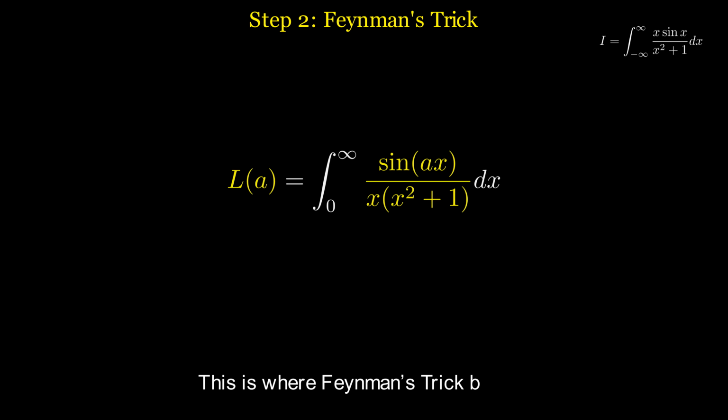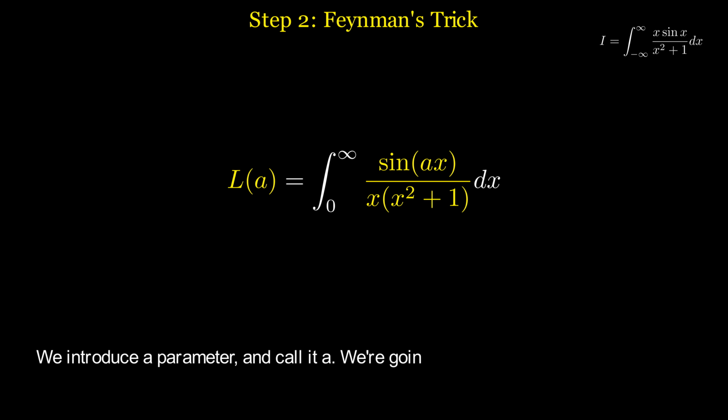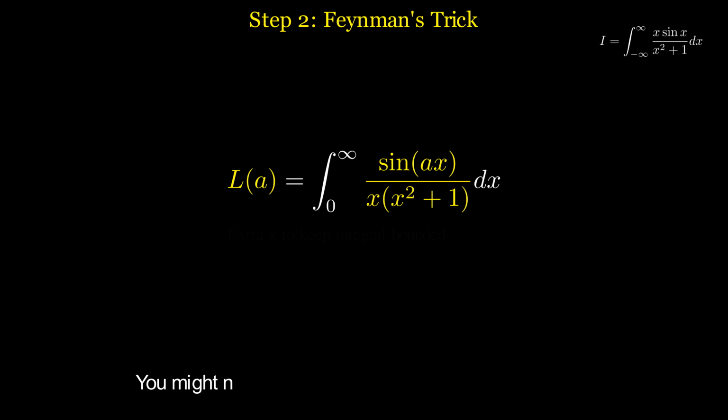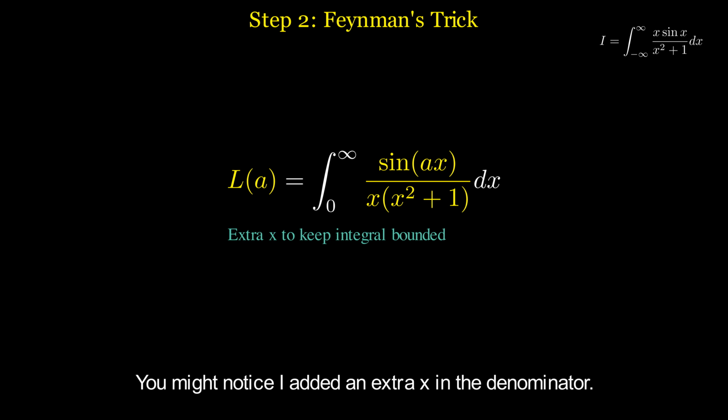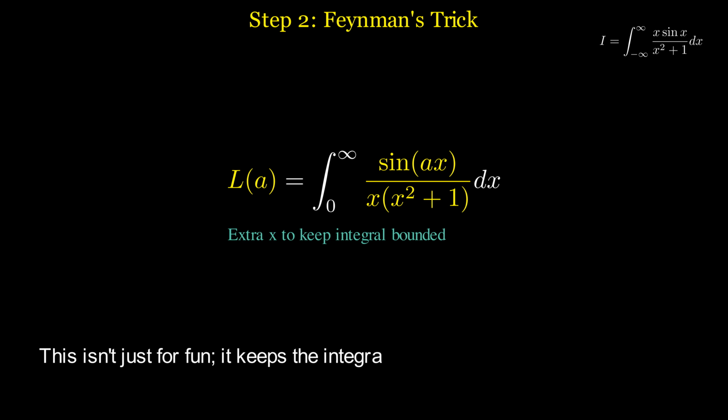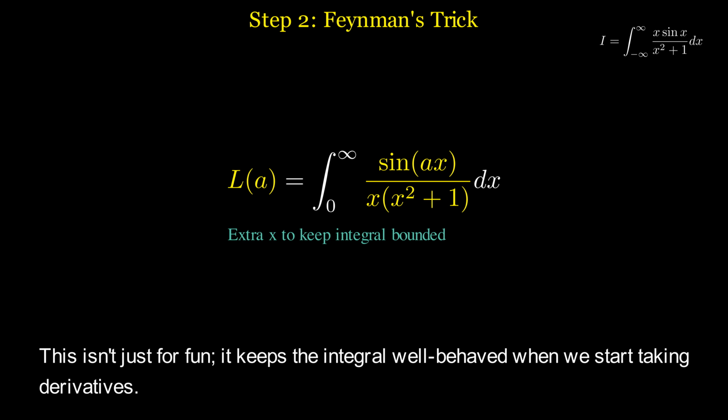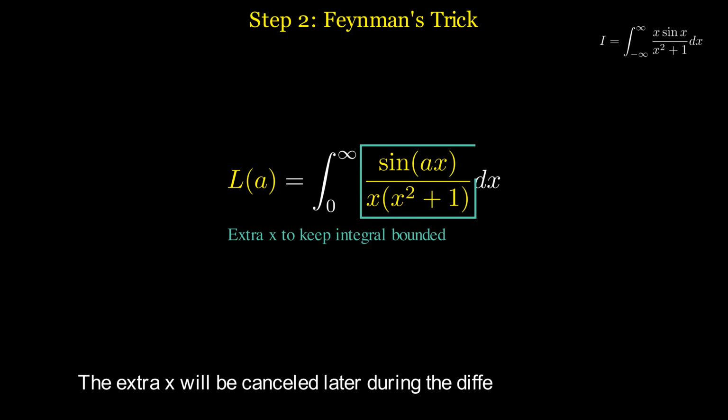This is where Feynman's trick begins. We introduce a parameter and call it a. We're going to evaluate this new function, L of a, instead. You might notice I added an extra x in the denominator. This isn't just for fun. It keeps the integral well-behaved when we start taking derivatives. The extra x will be canceled later during the differentiation process.